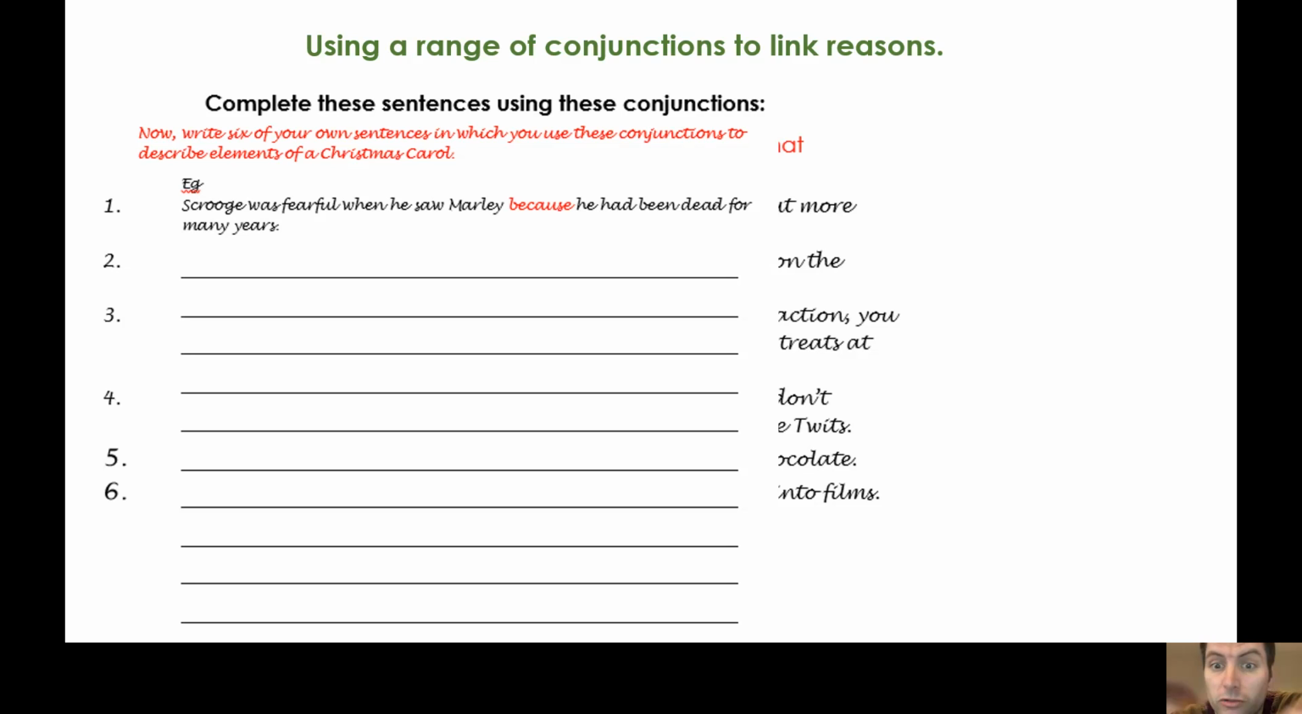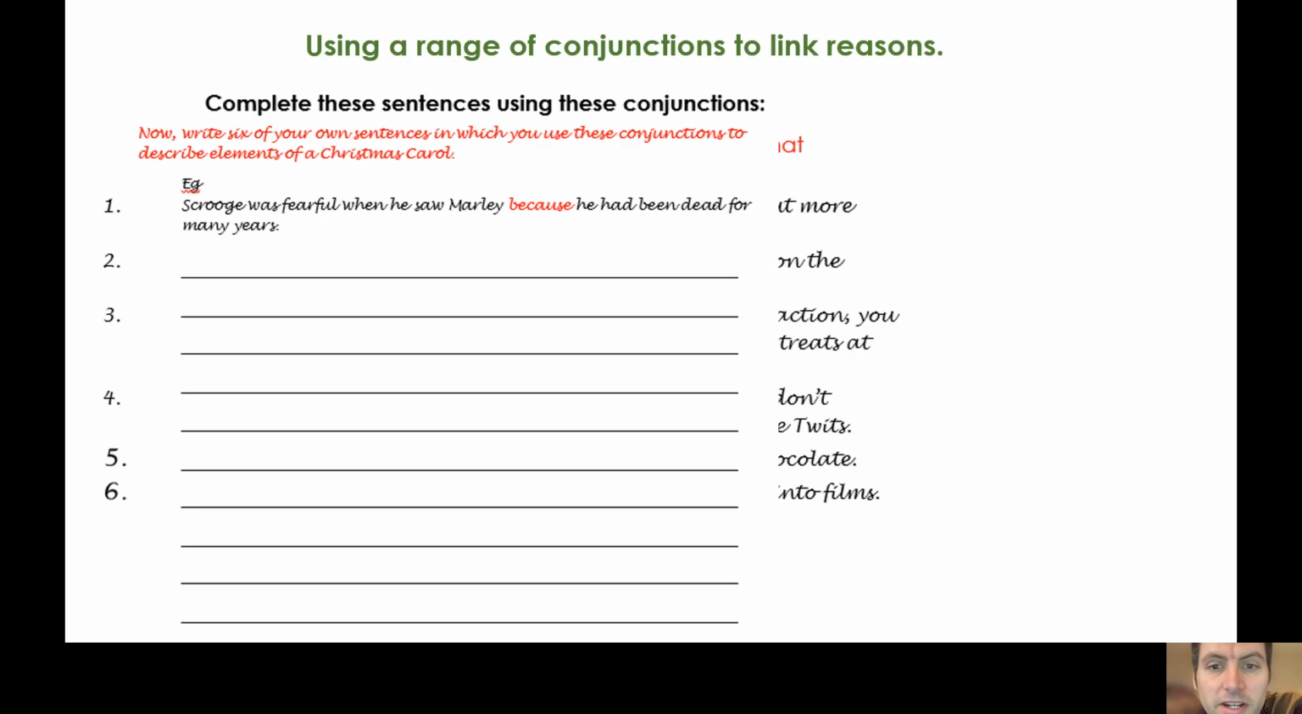We could have altered the order with the therefore example. Marley had been dead for many years, therefore Scrooge was fearful when he saw him. So we could alter it if we changed the conjunction. What I'd like you to do then is think about maybe some sentences about Bob Cratchit, maybe about Scrooge and the various ghosts he saw, the ones of Christmas past, Christmas present, Christmas future.